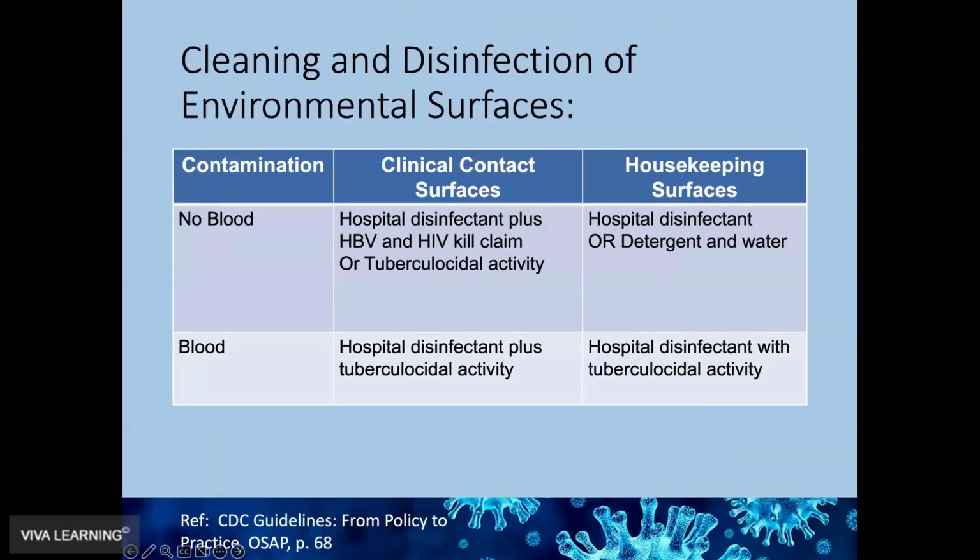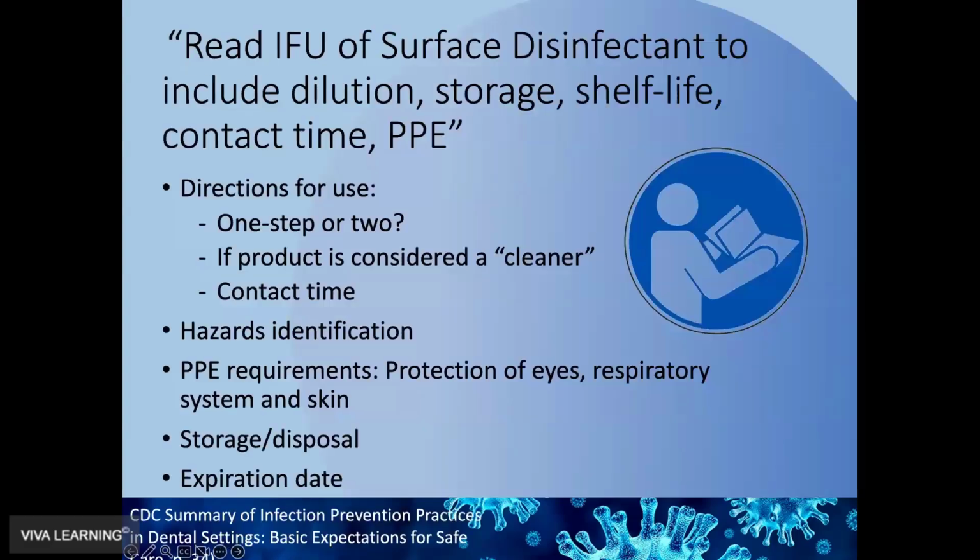Now, when we clean and disinfect environmental surfaces, if there's no blood, then if it's a clinical contact surface, you're going to use a hospital disinfectant with a tuberculocidal activity. And if it's a housekeeping surface, plain old detergent, soap and water would do the trick, or a hospital disinfectant is fine as well. But as soon as you see blood and have potentially infectious material, then whatever scenario you are faced with in the United States, you should be using a hospital disinfectant with a tuberculocidal activity, and that is an intermediate level surface disinfectant, as we just described on the previous slide.